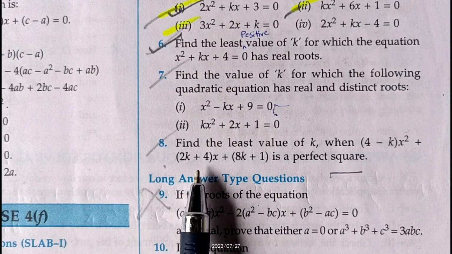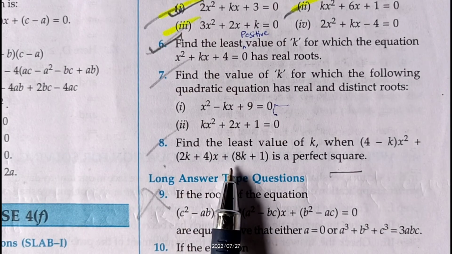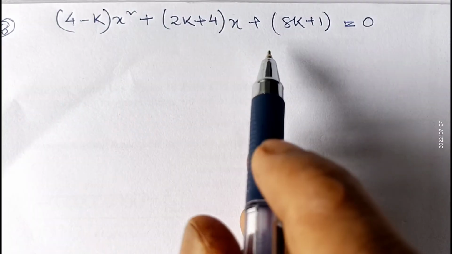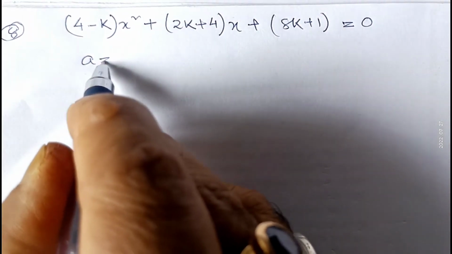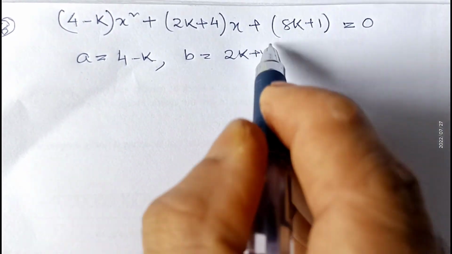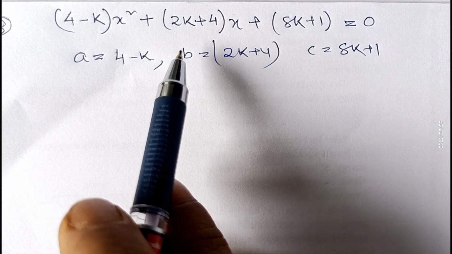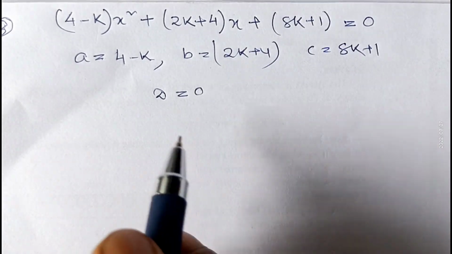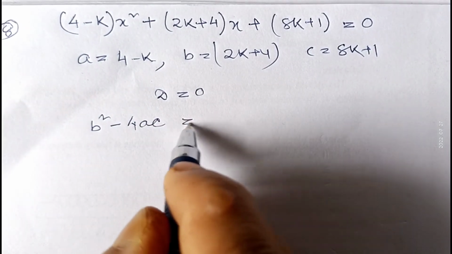Question number 8. Find the least value of k when (4 minus k)x square plus 2(k plus 4)x plus 8k plus 1 is a perfect square. Suppose this is equal to 0. If the discriminant is 0, then this will be a perfect square. So here a equals 4 minus k, b equals 2(k plus 4), and c equals 8k plus 1. Since we have to find the value of k for this expression to be a perfect square, we can write D equals 0, because only if D is 0 will this be a perfect square, which is b square minus 4ac equals 0.